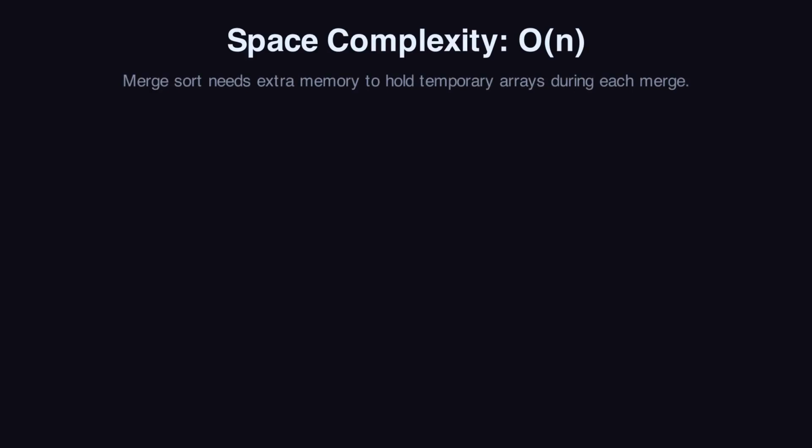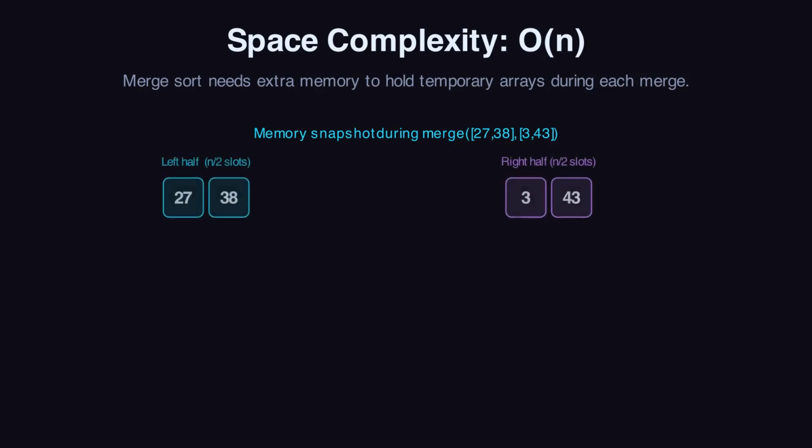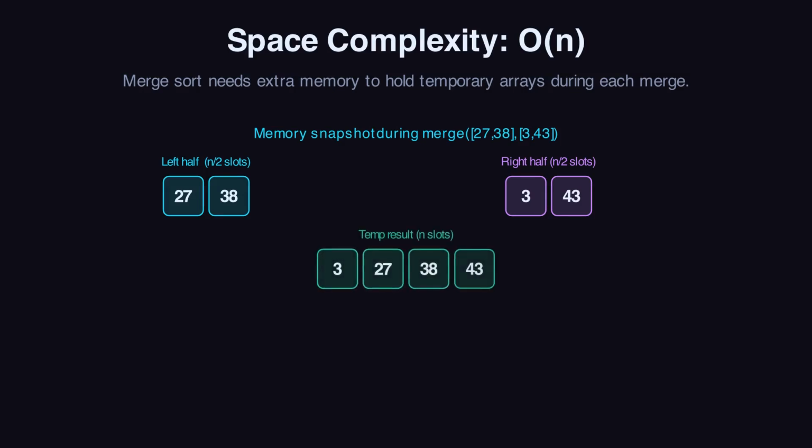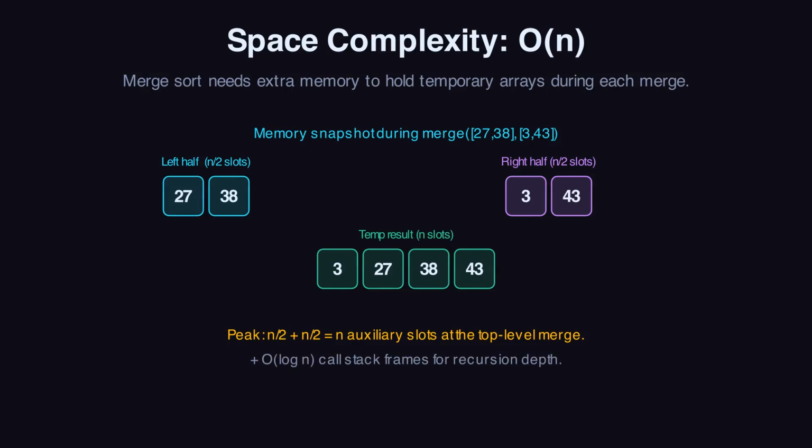Merge sort's main cost is memory. During every merge, we can't merge two arrays in place. We need a temporary buffer to hold the result. When we merge the two halves of size n over 2 each, we allocate a temporary array of size n. That's O(n) auxiliary space. The recursion call stack also uses memory, 1 frame per level of recursion, so O(log n) for the stack. The dominant cost is the O(n) for the temporary arrays.